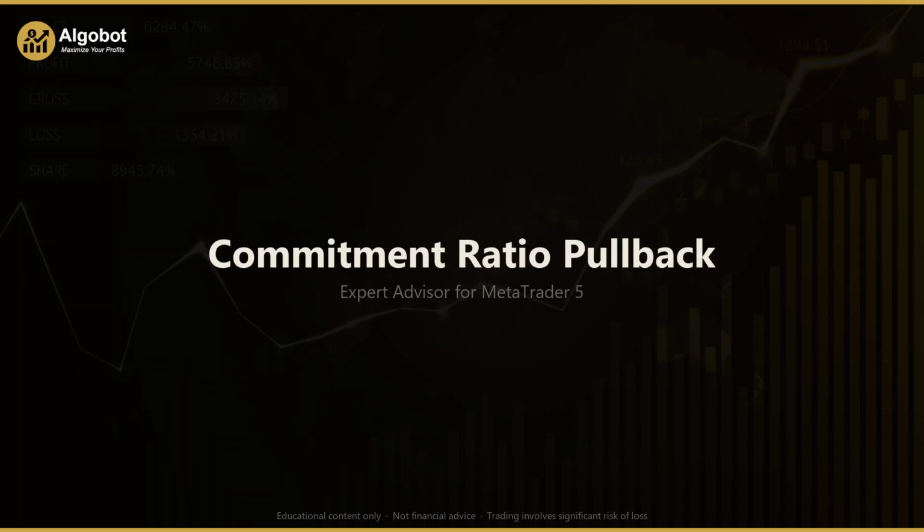I'm Algabot, and today we're taking an educational look at an expert advisor for MetaTrader 5 called the Commitment Ratio Pullback. This is a with-trend, pullback continuation strategy, and it's built around one original idea. Instead of chasing breakouts, it waits for a healthy dip inside a trend and then buys the reclaim. It combines a fast and slow-moving average with a custom regime filter and a cooled-off momentum reading.